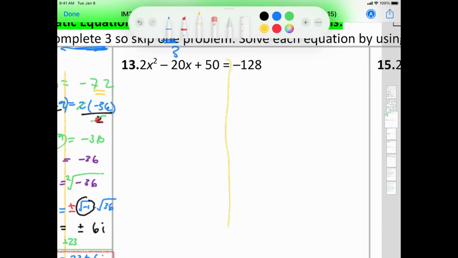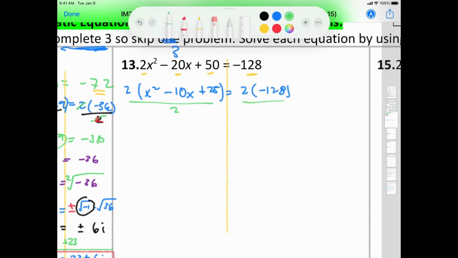Alright, let's write down our equal sign. You'll notice that each of these numbers is even, so we can make these smaller. 2 times x squared. What I'm doing here is a method called taking the greatest common factor. I'm taking each of these numbers and dividing it basically by 2. And what I can do now is divide both sides by 2. The properties of equality say if I do it to one side, I do it to both sides.